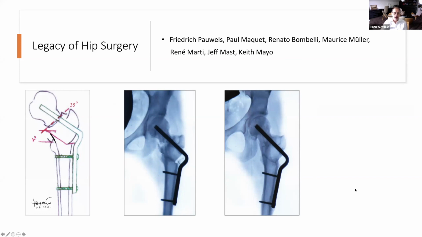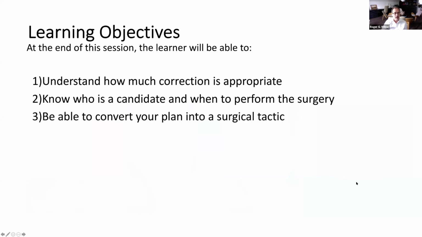I learned most of what I know about doing intertrochanteric osteotomies from Jeff Mast and Keith Mayo, but there's a long and storied history for intertrochanteric osteotomies. They learned most of what they knew from people like Rene Marti and Maurice Mueller, who learned a lot from Renato Bombelli, Paul Mackay and Friedrich Pauwels. So there's a very long history to this operation, and honestly, not a lot has changed with respect to the techniques and how it's performed over time. The techniques that I will show you today really have been passed down over a long period of time.